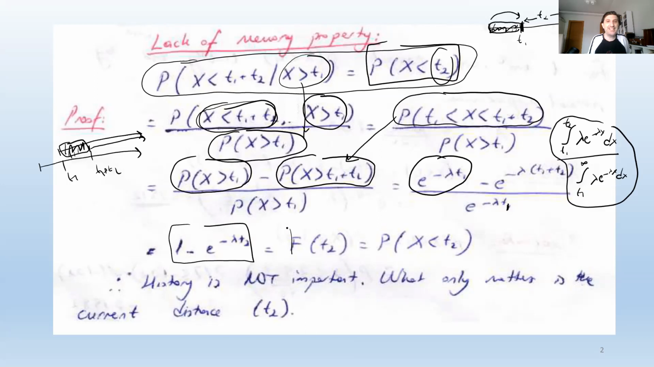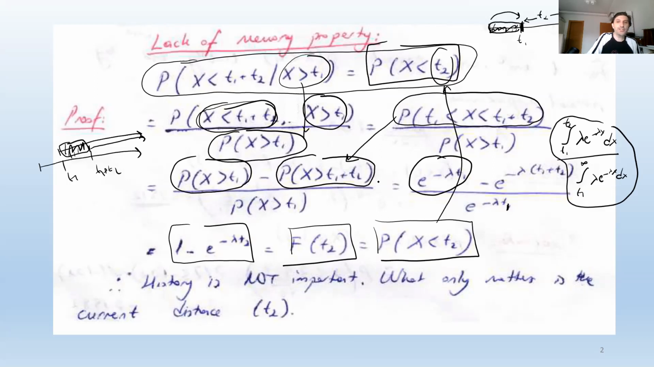Basically, this is exactly equal to the cumulative distribution value at T2, which is equal to the probability of X smaller than T2, which finalizes the proof. So basically, history is not important. Just like the geometric distribution, what only matters is the current distance. This is the moral of the story.